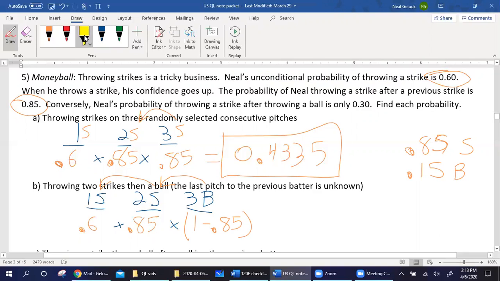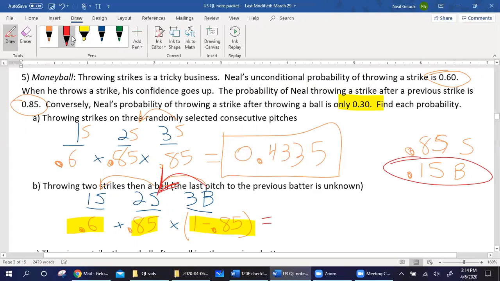What a lot of you will probably think is, oh, shouldn't I be using that 30%? That's only the chances of throwing a strike after throwing a ball. But again, the previous event was a strike. So that means there's an 85% chance of a strike, which the only other option is a ball. There's only a 15% chance there. So I'm actually multiplying 0.6 times 0.85 times 0.15, which will give me 0.0765.